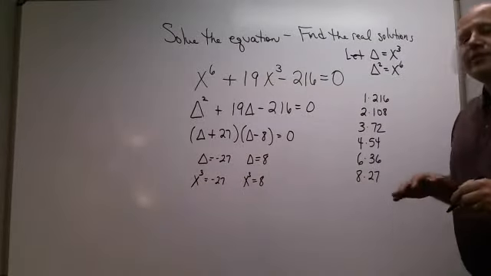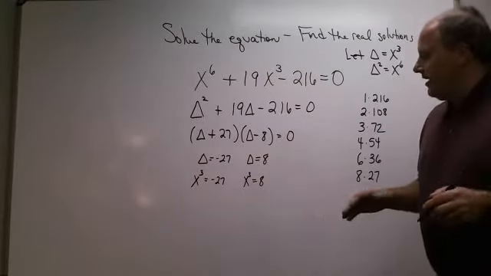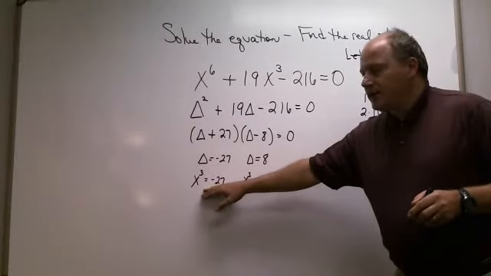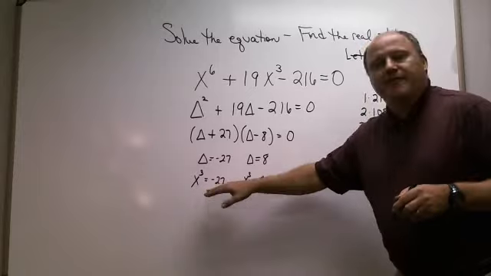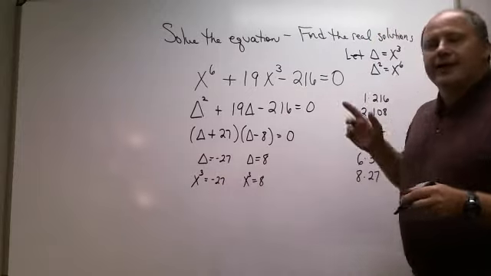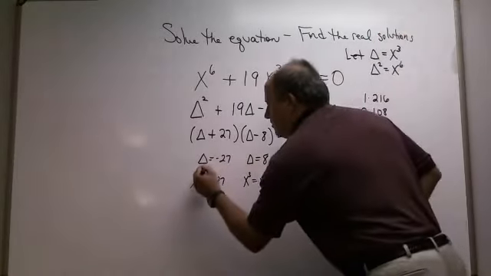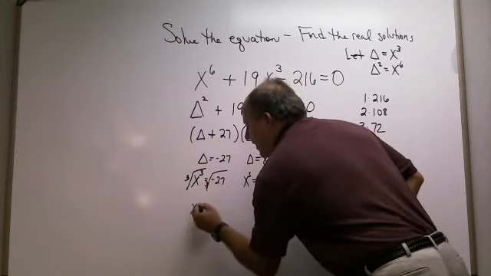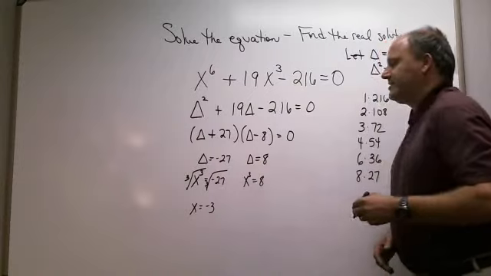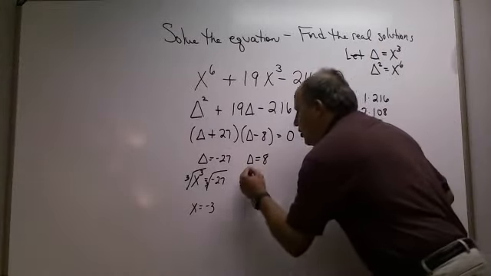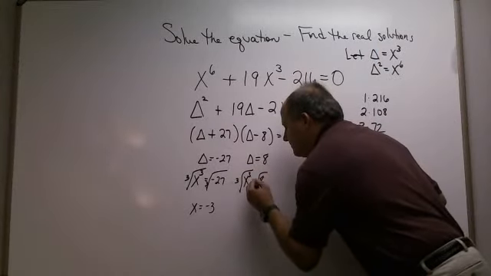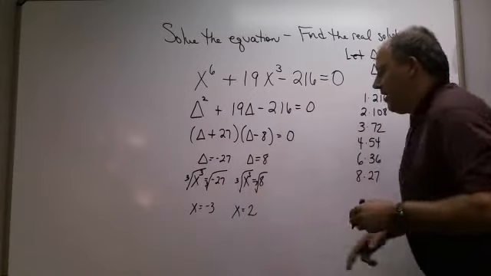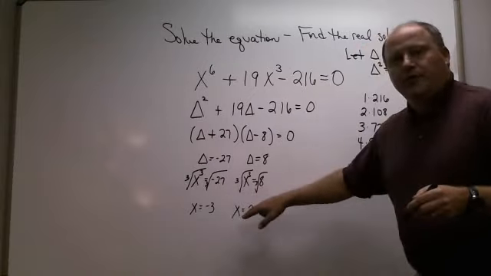Now, if I was looking for all the complex solutions, I'd move the 27 over and treat it as a sum of cubes, and then I would have to factor the sum of cubes. But since we're only looking for the real answers, it's just taking the cube root of both sides. The cube root of negative 27 is negative 3. And the cube root of both sides on this one gives x equals the cube root of 8, which is 2. Now this is 2 answers, negative 3 and 2.